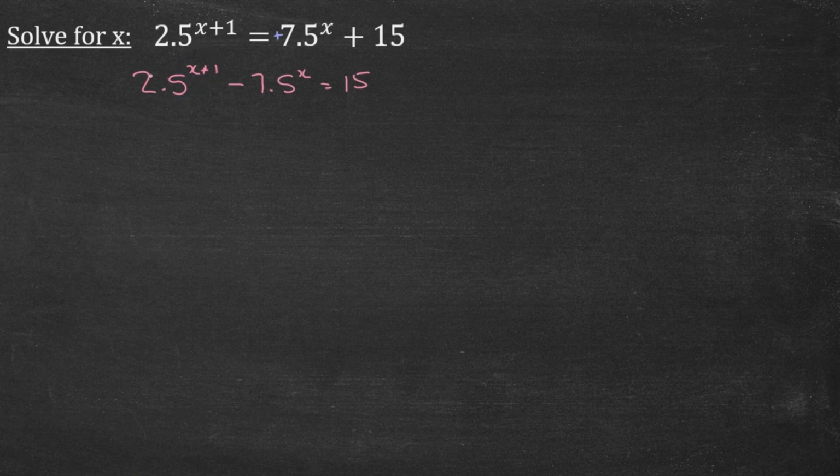Let me show you. I'm going to copy this 2. I'm not going to do anything with it yet. And then I'm going to rewrite this part only. So I'm going to write 5 to the power of x multiplied by 5 to the power of 1. And then minus 7 multiplied by 5 to the power of x. I'm just copying this down.